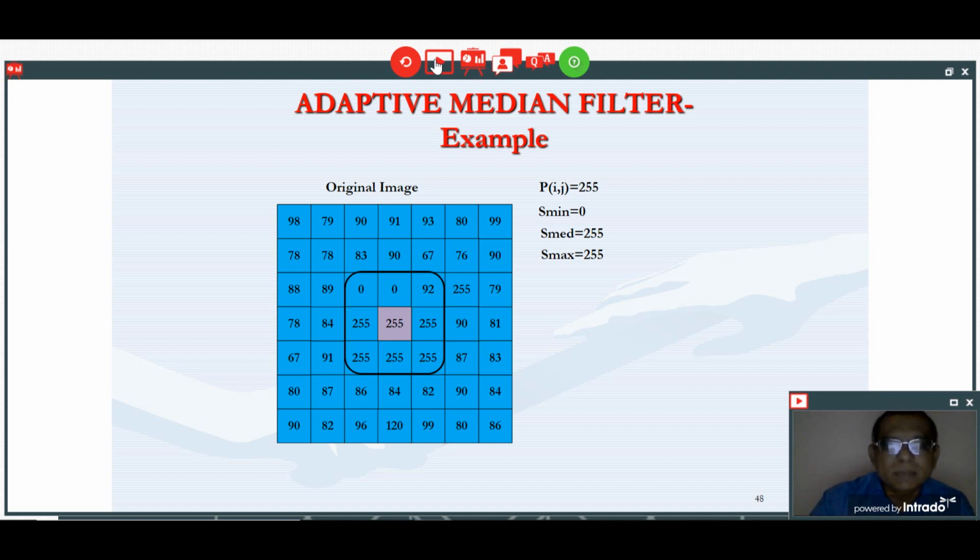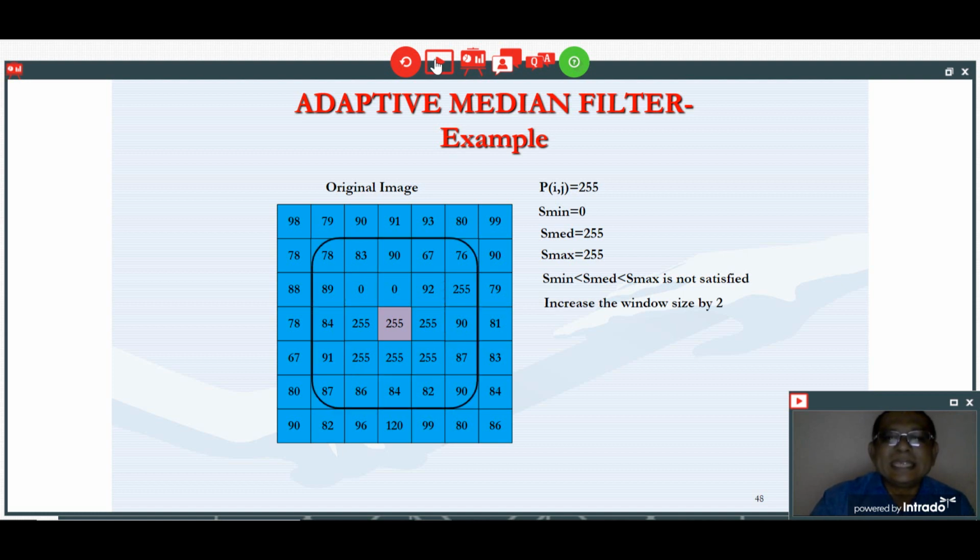P of I, J refers to the processing pixel, which is what we are interested in. The minimum gray level is 0, the maximum gray level is 255. If we take the median of all these pixels, we find the value to be 255. Now we are checking whether the median is between the minimum and maximum. This condition is definitely not satisfied, because the median value is equal to the maximum intensity value. Since this condition is not satisfied, we increase the size of the window to 5 by 5 instead of 3 by 3.